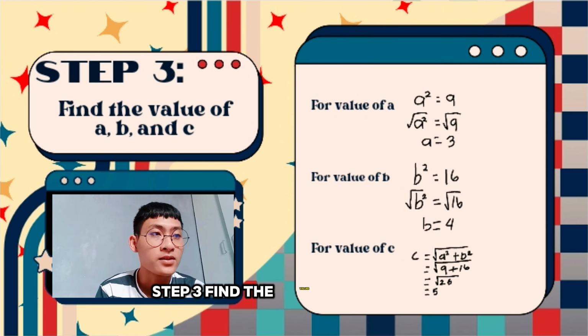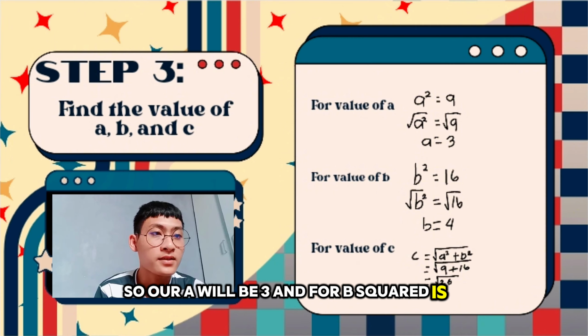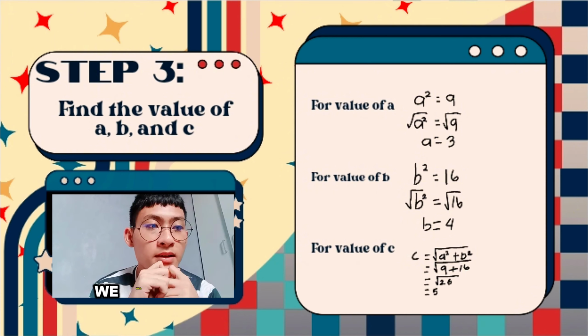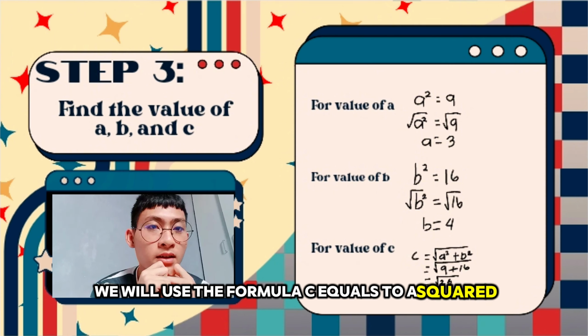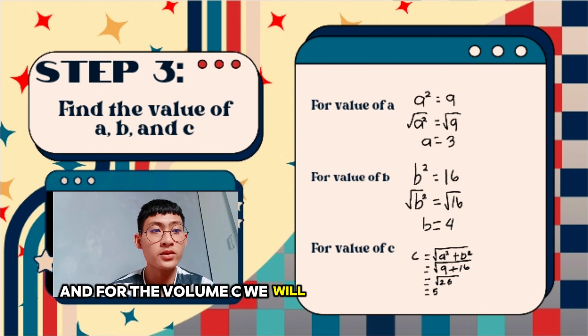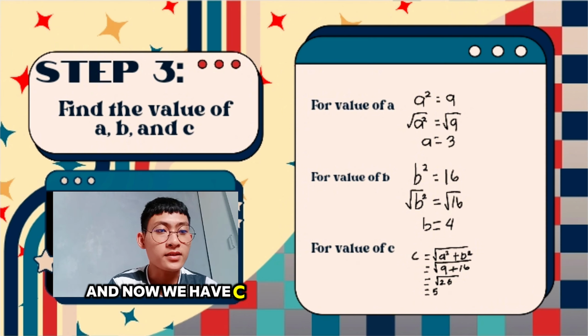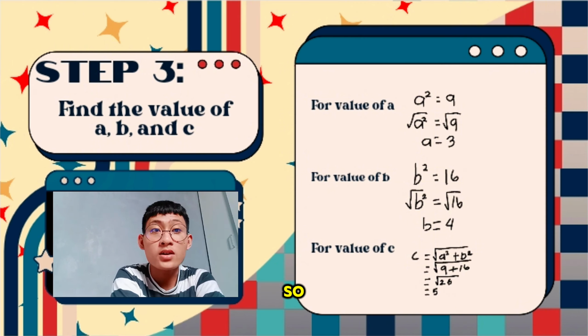Step 3, find the values of a, b, and c. Our a squared is 9. Let's square root it. So our a will be 3. And b squared is 16. Let's square root it. So we will have b equals 4. For the value of c, we will use the formula c equals the square root of a squared plus b squared. Now we have c equals the square root of 25. The square root of 25 is 5, so our c is 5.